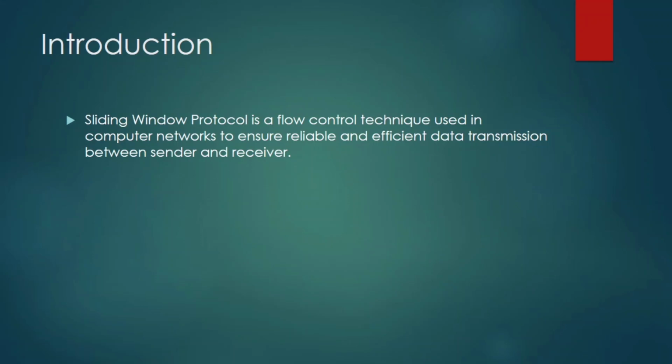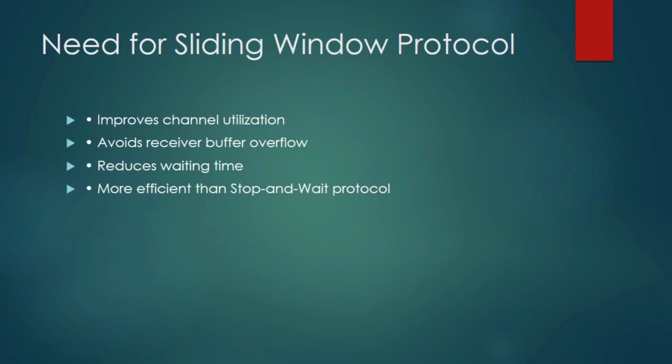Basically, in sliding window protocols, the sender does not wait after sending one frame. It is a core concept of the data link layer and transport layer. It is used to control how much data can be sent at a time. The main goals are efficient data transfer, error control, and flow control. It is basically compared to the stop and wait protocol.